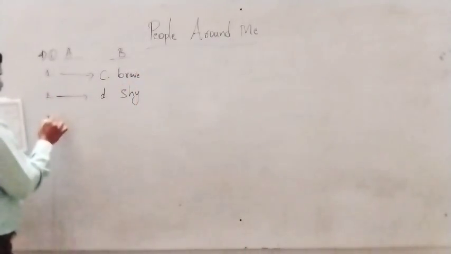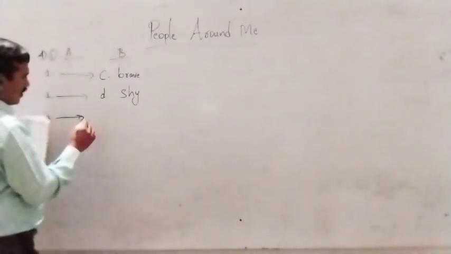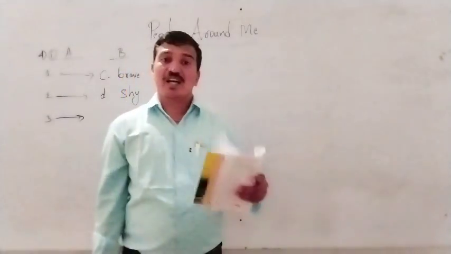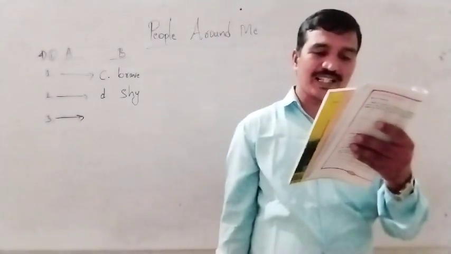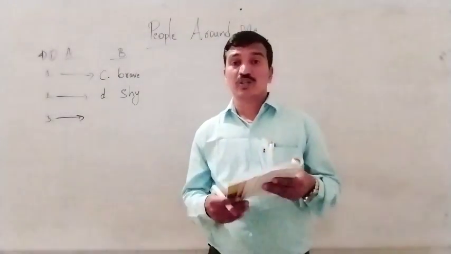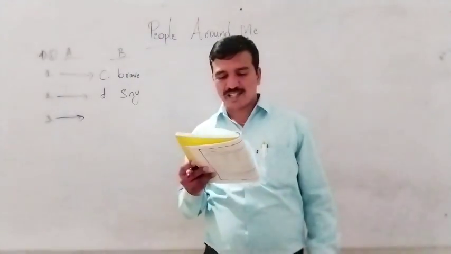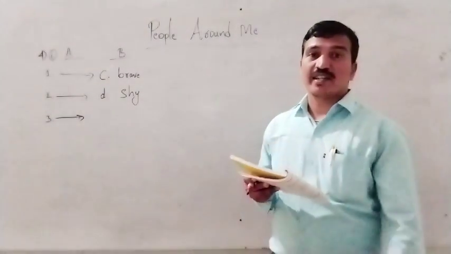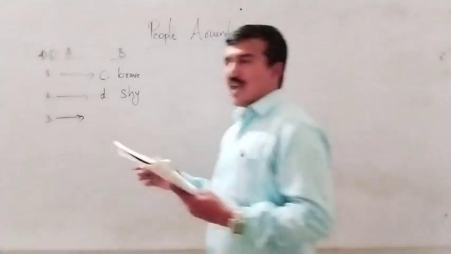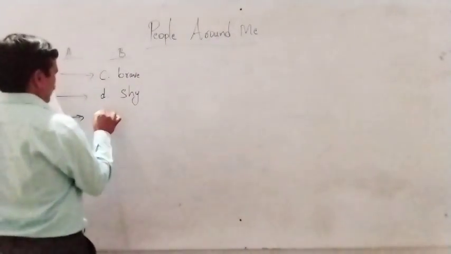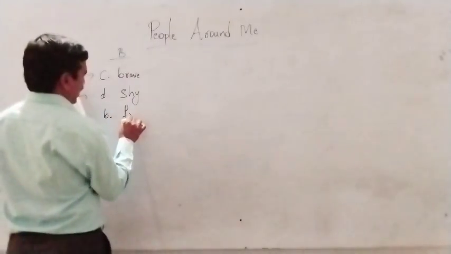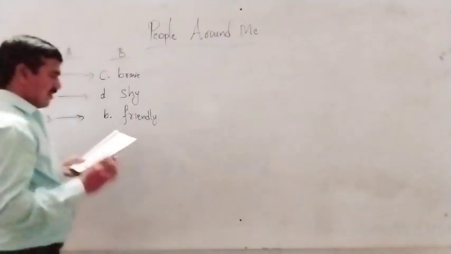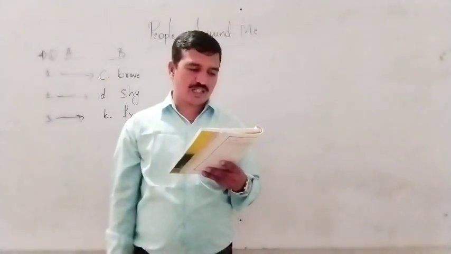Now, the third one. Someone who likes talking and helping others. Likes talking and helping others. Yes, definitely. He was a friendly man. Friendly people. So, option B, friendly. Okay. Friendly. Next and last one.